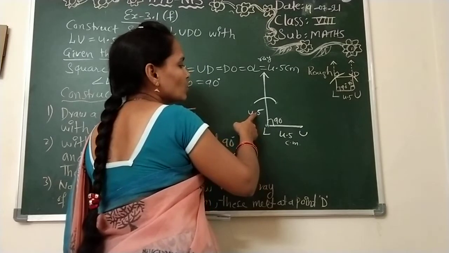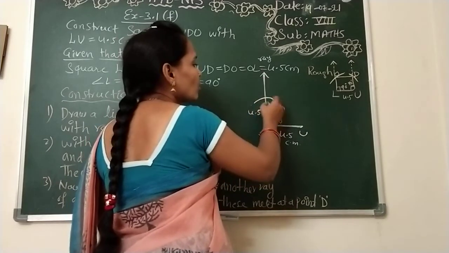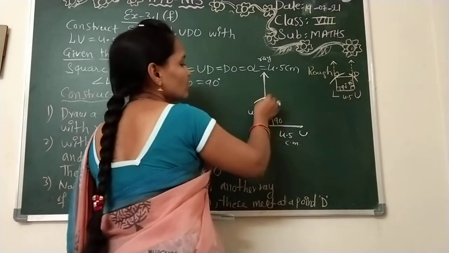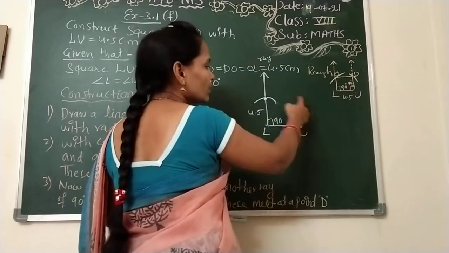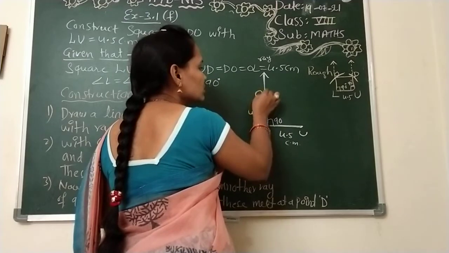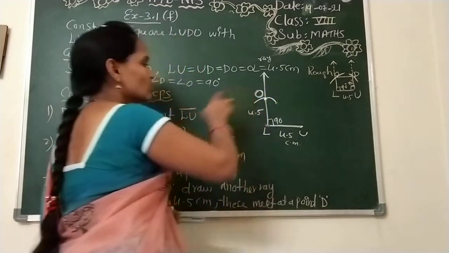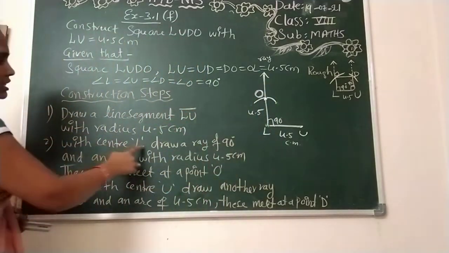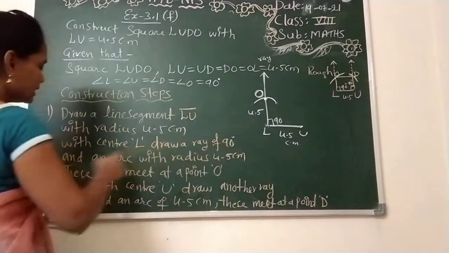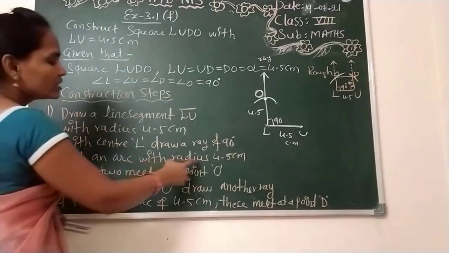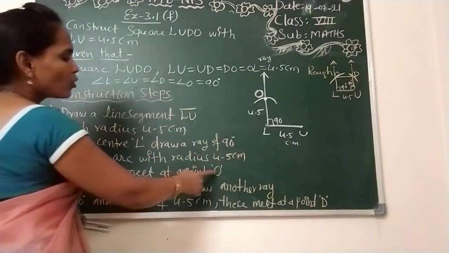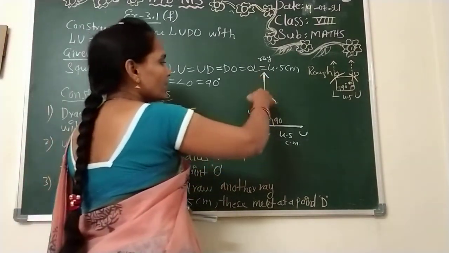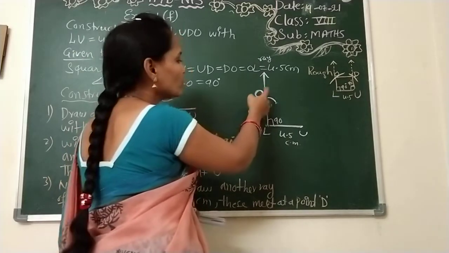This ray and arc meet at one point. Already we know LU; here D will come, here O will come. So these two meet at a point. Let us call it O. That is what I wrote: with center L, draw a ray of 90 degrees and an arc with radius 4.5 centimeters. These two meet at a point O.